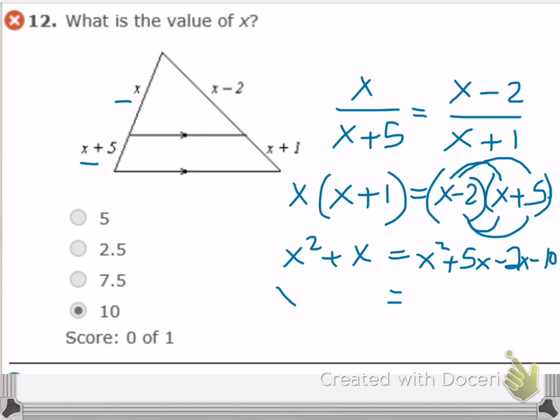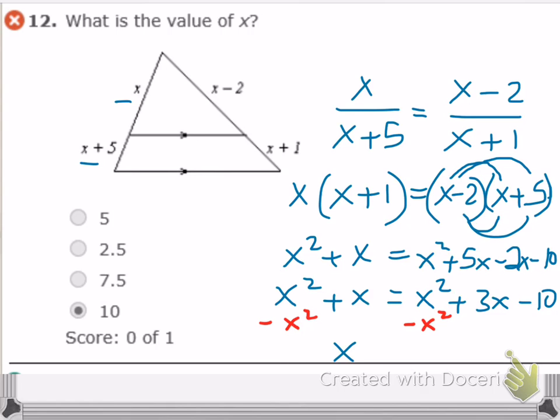So when we get everything nice and simplified, that gives us x squared plus x equals x squared plus 5x minus 2x is 3x minus 10. And then from here we're going to solve for x. Now luckily for us in this problem, we can subtract x squared from both sides, and we don't have to deal with any of the quadratic techniques. If the x squared didn't go away, then we would be forced to set this equal to 0 and then solve by factoring or solve by the quadratic formula.